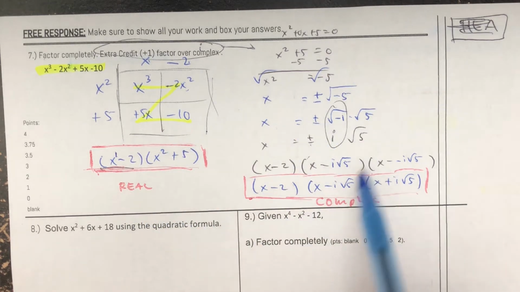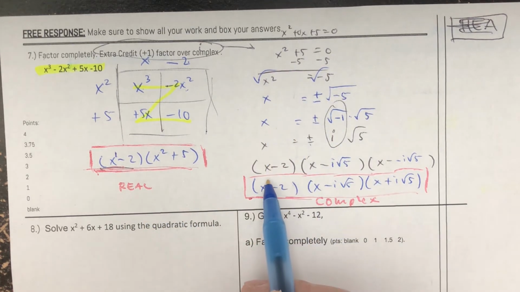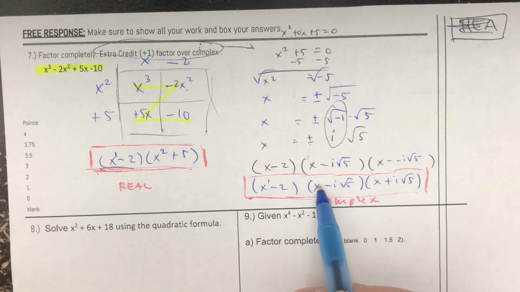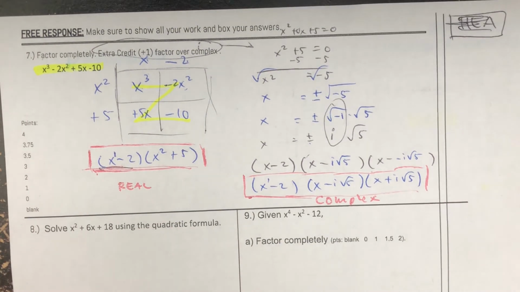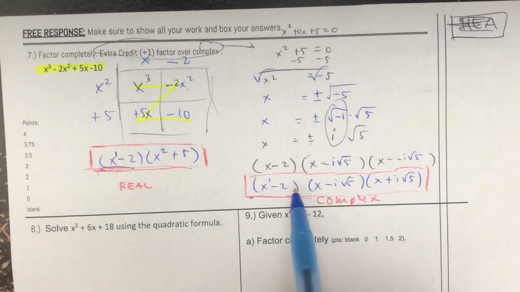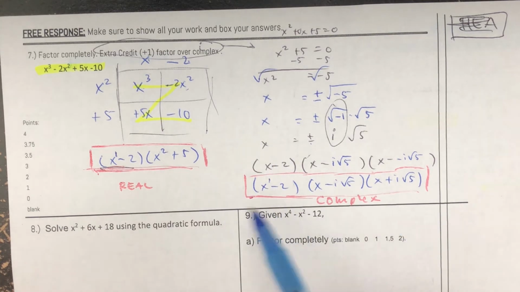How do I know that? Because if you solved over the complex, this is one real, and this is an imaginary, and this is an imaginary. So 1, 2, 3 zeros. So if you wanted the extra point, then you would have to have had this as your answer.